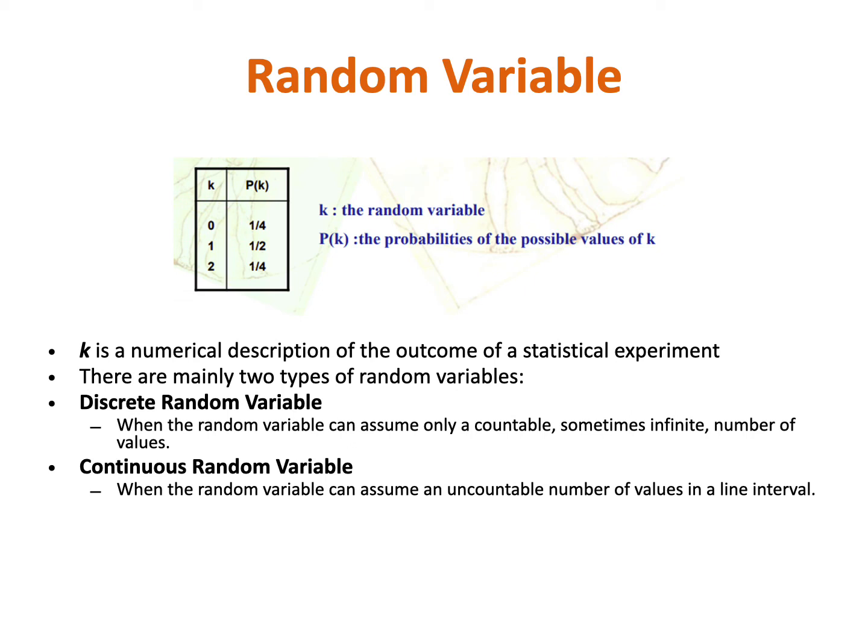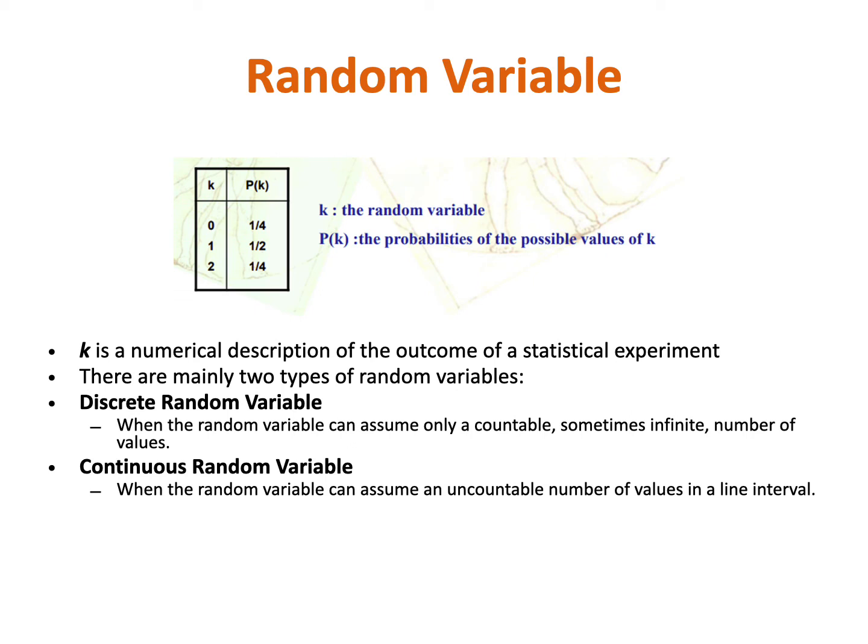So we can see, for our previous experiment, when k is the number of heads, this random variable will have the probability of 1 by 4 for k equal to 0, and if k is equal to 1, the probability is 1 by 2, and for the number of heads equal to 2, it will be 1 by 4. So this P(k) gives the probability, and this k is our random variable.